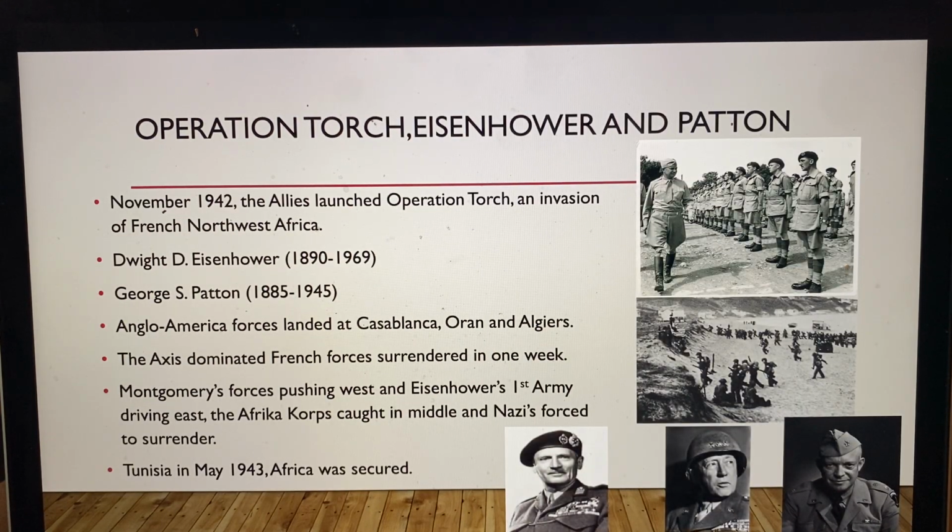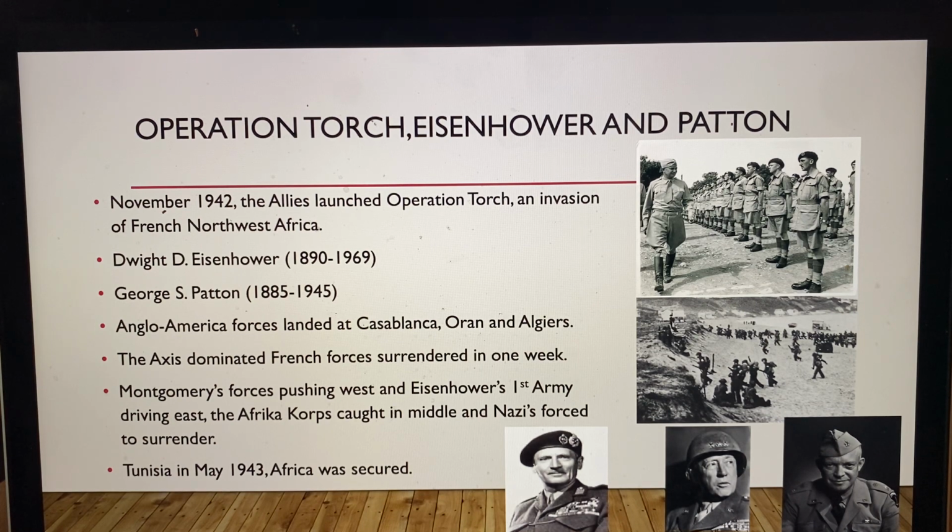On to what they called Operation Torch, an American operation, with General Eisenhower and General Patton. In November 1942, the Allies launched this Operation Torch, which was an invasion of French Northwest Africa. So basically, Germany had taken over France and now the French African colonies.